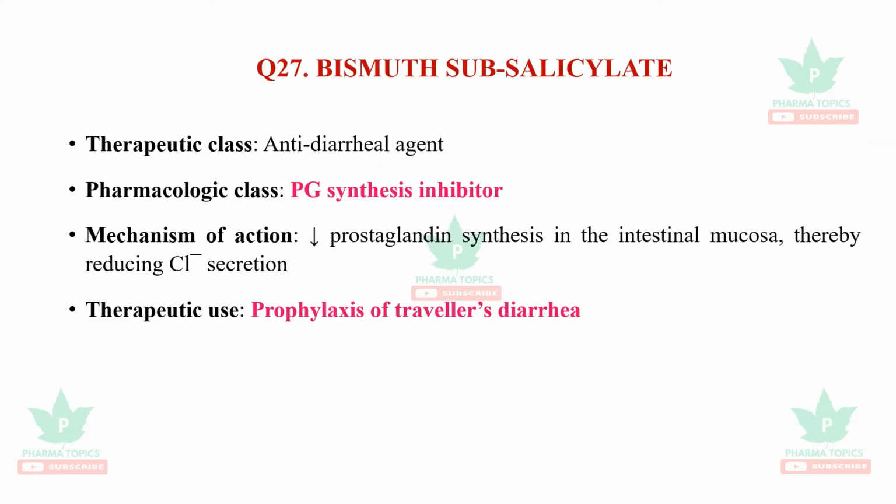Question number 27 is a very short note on bismuth subsalicylate. It's an anti-diarrheal agent. It's a prostaglandin synthesis inhibitor. It decreases prostaglandin synthesis in the intestinal mucosa and reduces chloride secretion. It's used for prophylaxis of traveler's diarrhea.